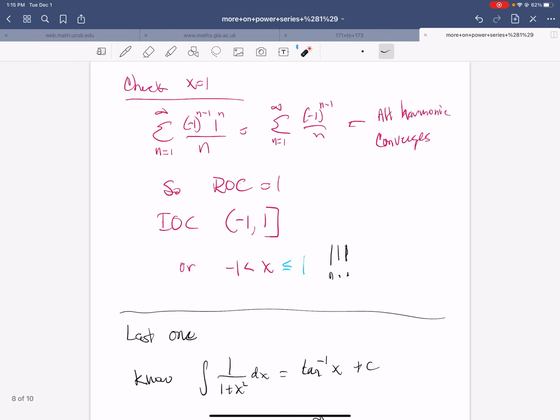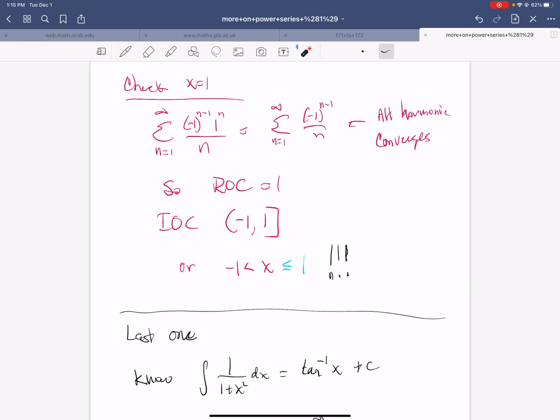Now, when we check 1, this is what I was saying before: when I plug in 1, this is just 1, and so I wind up with this, and this is alternating harmonic. And so I already know that it converges. Therefore it diverges on the negative 1 side, but it converges on the 1 side, or that interval right there.